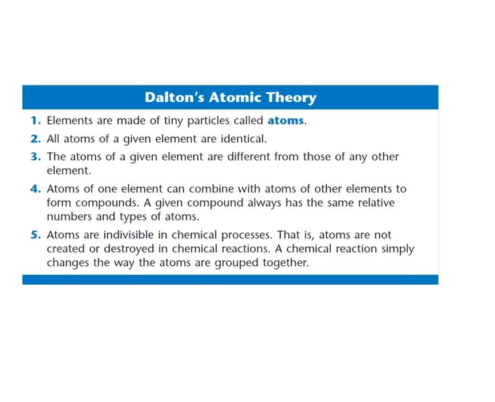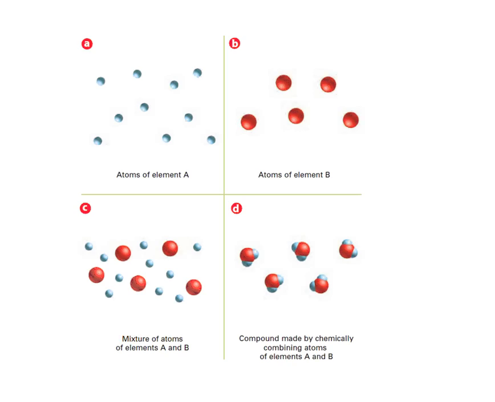Number 5, atoms are indivisible in chemical processes, which means they cannot be split. That is, atoms are not simply created or destroyed in chemical reactions, they are changed in the way the atoms are grouped together. As an example, here in the first quadrant we have atoms of element A, and we have 10 of them, and we're going to go ahead and call that element H. And then atoms of element B in the second quadrant is O.